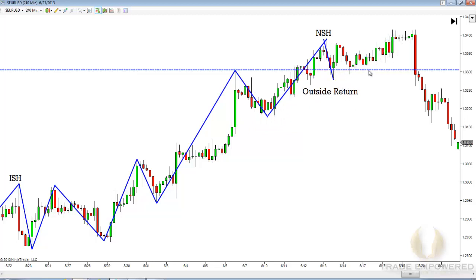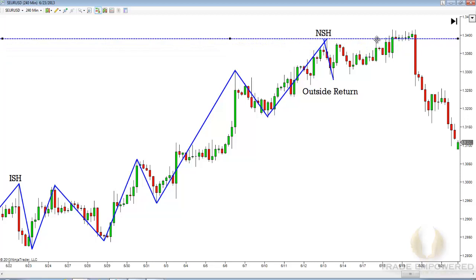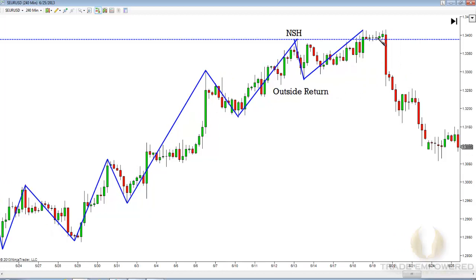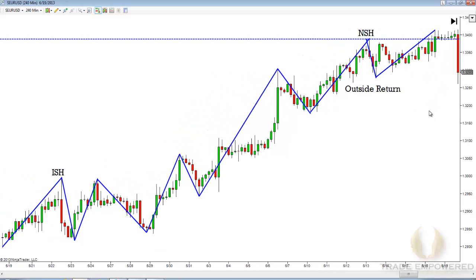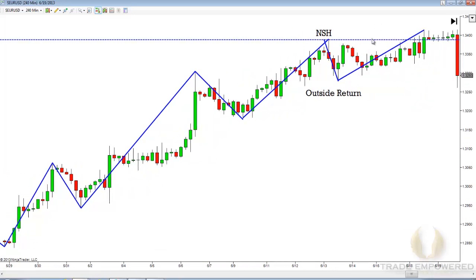Let's see if we get a higher high, higher close this time. We don't get a higher high. Yep, we just get a higher high, higher close right here on this green candle, just barely, but as long as it closes above it, it could be one tick, it still counts. And then eventually, you can see we break down, and this is a great example. We break down to retest our previous outside return.